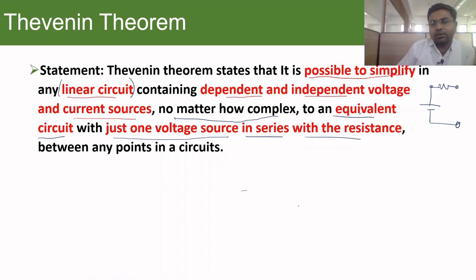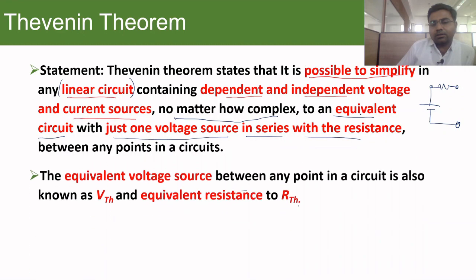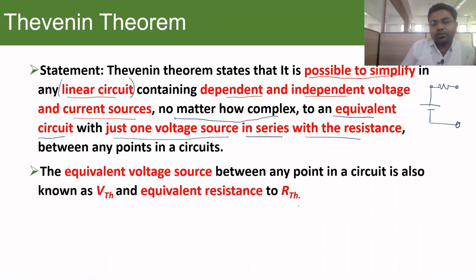So here, this equivalent voltage source, if I name it V Thevenin, and the equivalent resistance is nothing but R Thevenin. So this is nothing but R Thevenin. This is what the equivalent circuit looks like.